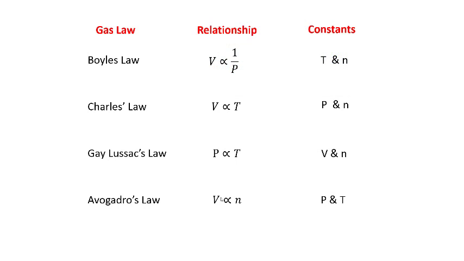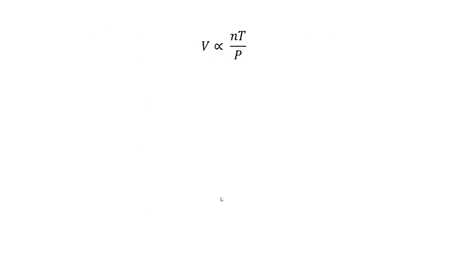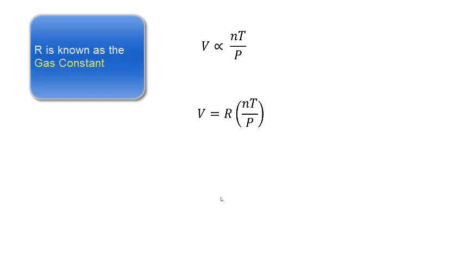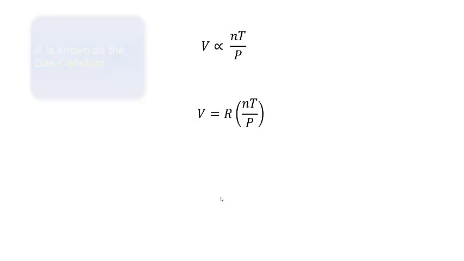These rules or laws can be put together into a single equation, where volume is proportional to the number of moles times the absolute temperature divided by the pressure. We can get rid of the proportionality sign by introducing a constant. This constant is known as R, or the gas constant. This gives us the equation V is equal to R times nT over P.